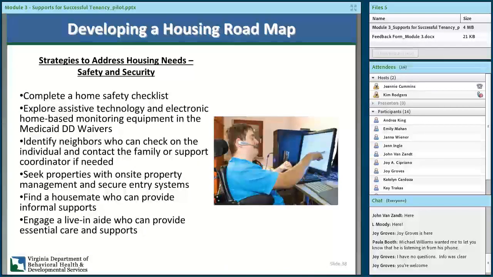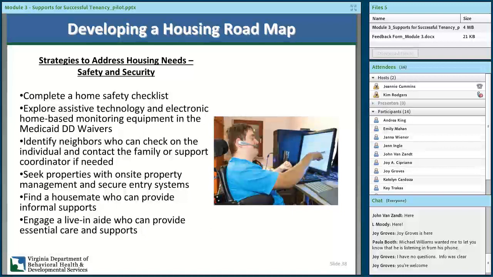Safety and security are critical housing needs. Some individuals need certain supports to minimize the risk of injury or exploitation when living on their own. Here are some strategies housing guides can use to improve safety and security for these individuals. They can complete a home safety checklist that identifies critical features a unit must have to address the safety needs for individuals with disabilities. A sample safety checklist is in the FAQ for Module 3.